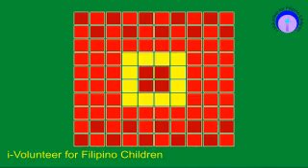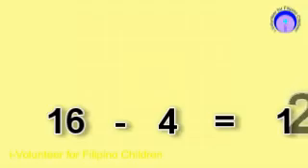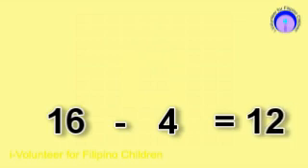How about this example? How can you find the number of blocks for the yellow? Likewise, the red blocks. From our previous example, this yellow blocks is 16. Now, there are 4 red blocks inside. Ano bang gagawin natin pag gusto nating tanggalan ng isang bagay? Subtract, hindi ba? 16 minus 4 is equal to 12.